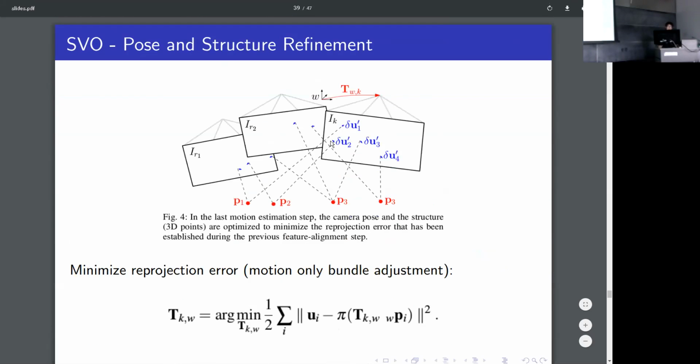And the last stage is a pose and structure refinement, where you're optimizing for both the transformation and the landmark positions as well. So this is a basic reprojection error bundle adjustment.